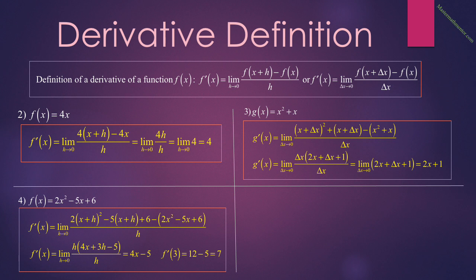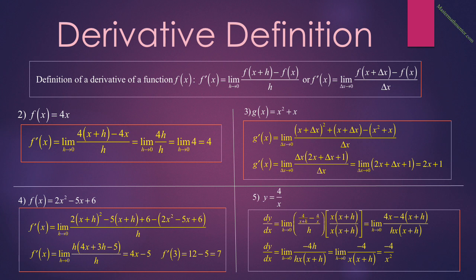In this case, we're asked for the derivative at 3. So f prime of 3 is simply 4 times 3, or 12 minus 5, which is 7. So the slope of the tangent line to this curve at x equals 3 is 7.